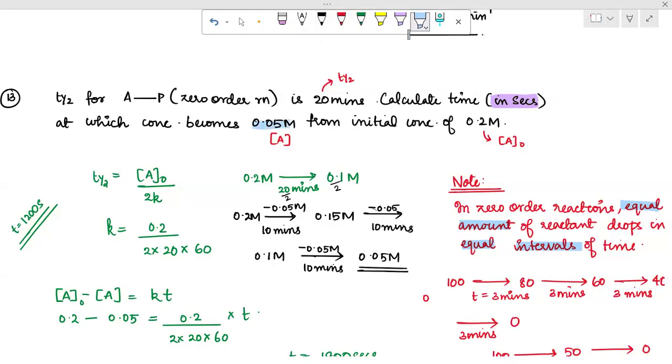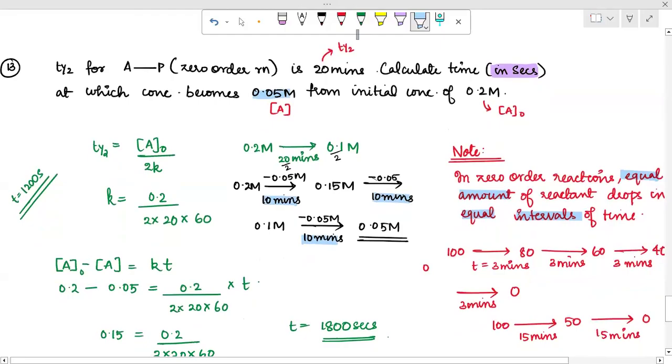How much time did it take? 10 plus 10 plus 10, 30 minutes. And 30 minutes is equal to how many seconds? 30 into 60, which is equal to 1800 seconds.